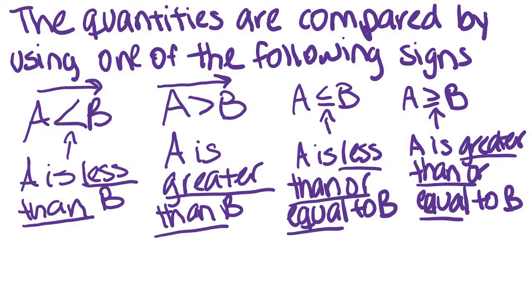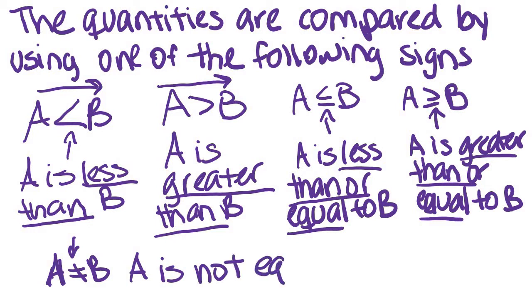And then lastly, we have A is not equal to B. So the little line through the equal sign just means not equal, which just means that A and B are not the same. All right, so if you notice, every single time we start with the one on the left, and then we write our sign according to that. All right, pause here to get this copied down.